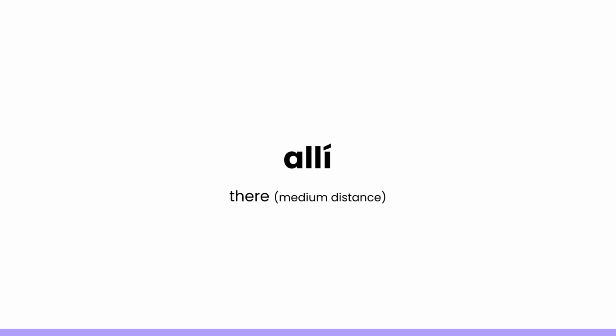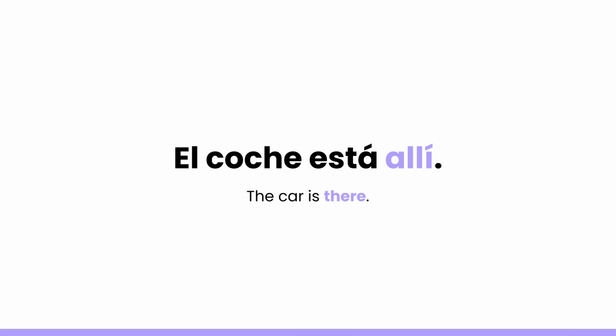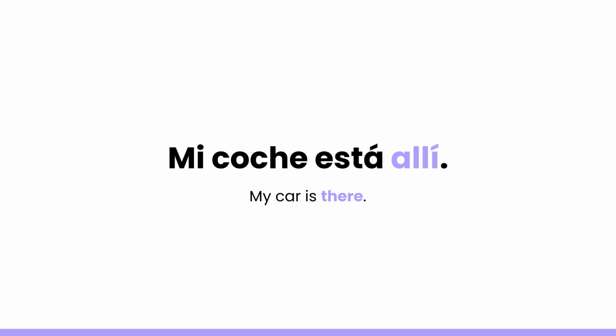Then the next word for there, and now we're talking about something that's more like medium distance, is allí. So not ahí, but allí with double L, which turns into the y sound. Allí. So for example, instead of saying my phone is there, which is still quite close to you, you could say the car is there, which is a bit further away. So el coche está allí. Mi coche está allí.